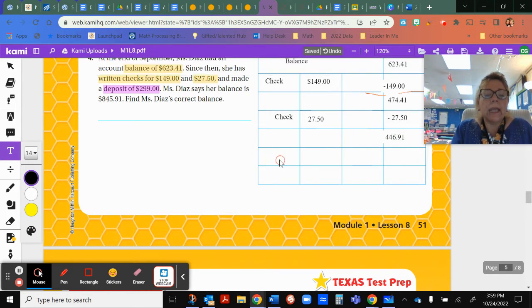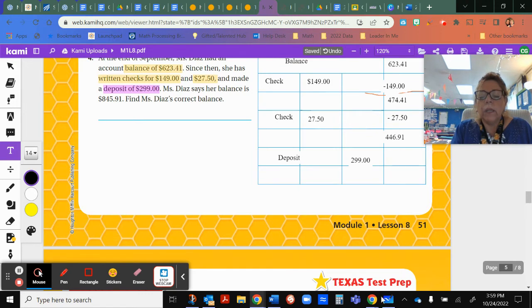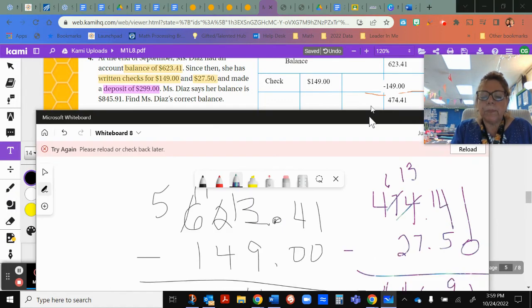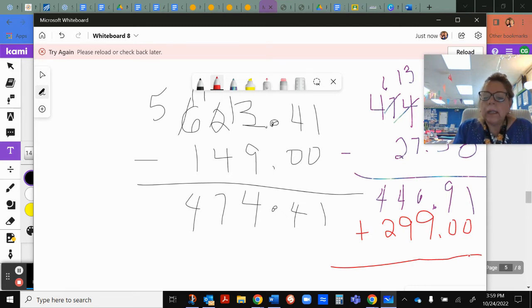And now I need to add in her deposit. And her deposit is $299. So I'm going to bring this back over. I'll change that to red, and I'm going to add in $299 because this is the deposit. I have 91 cents, part of the ending balance. So far, so good.